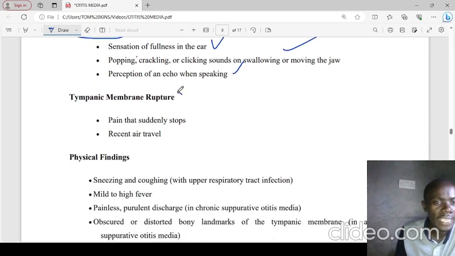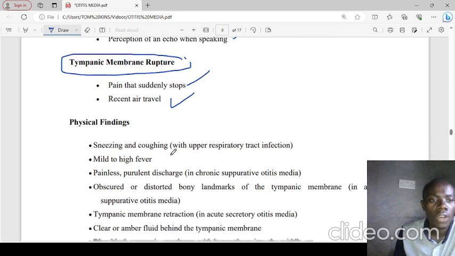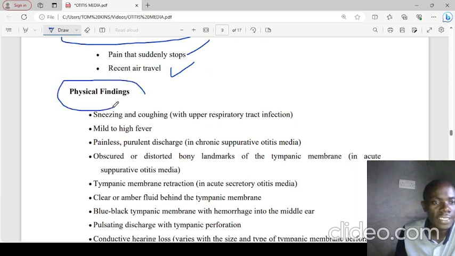In case of tympanic membrane rupture, the patient could present with pain that suddenly stops, or there could be a history of recent air travel. What about the physical findings? Okay, the patient could be sneezing and coughing. The patient could be having a middle to high fever. We could have painless purulent discharge, and that could be in the case of chronic suppurative otitis media.